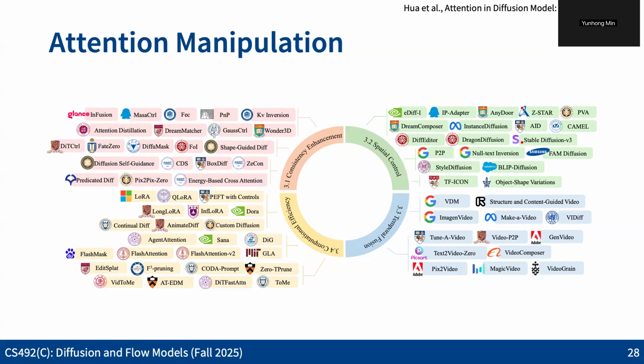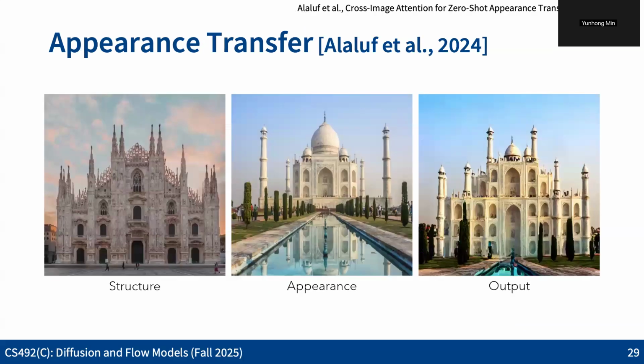If I show some more examples of what you can do with score manipulation, you can do something like this. Given these two images, we take structural information from this building, and the style, the appearance information, from this image, in a way that we make another image like this. This can all be done by doing cross attention and manipulating the score function based on the cross attention.